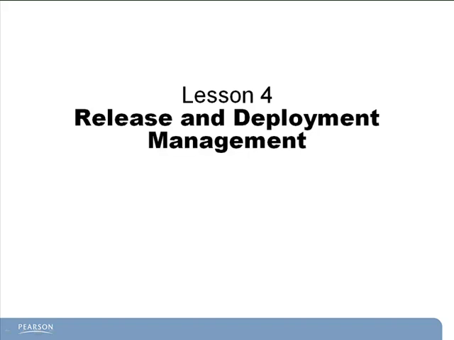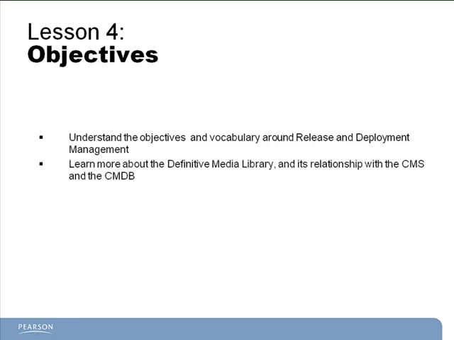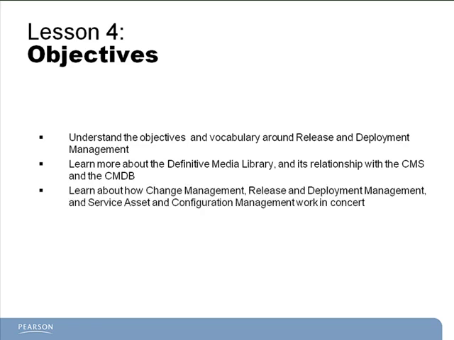Lesson 4 describes the release and deployment management process, and it has 4 main objectives. First, we'll understand the main objectives and key terms of this process. Next, we'll learn more about the definitive media library and where it fits in with the configuration management system and the configuration management database. We'll also learn about how change management, release and deployment management, and service asset and configuration management work together. And we'll finish up with a brief discussion on the roles of this process.